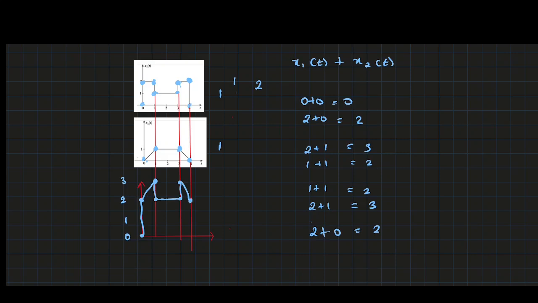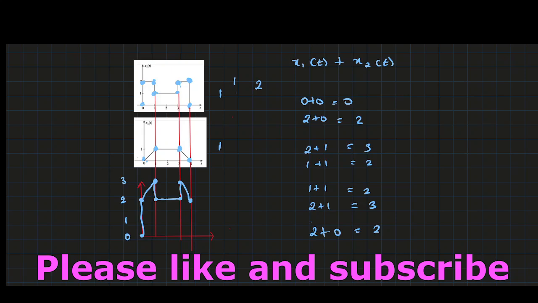And then the last position is 0 here and 0 here. So it's 0 plus 0 equals to what? 0. So it's going to go down here. So this is what your graph is going to look like.